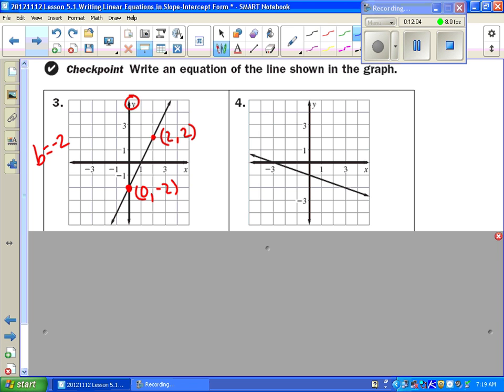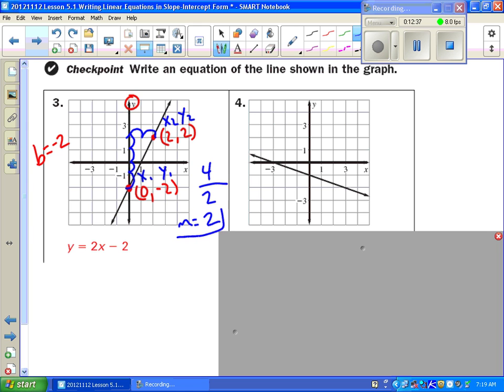Okay, so what you need to do is label those points: x sub 1, y sub 1, x sub 2, y sub 2. Or you could simply count. Since we have a small graph, we can count. Start at the leftmost one, go up 1, 2, 3, 4. So we went up 4, that's positive. And to the right, 1, 2. To the right 2, that's positive 2. 4 divided by 2 is 2. So your m value is going to be 2.